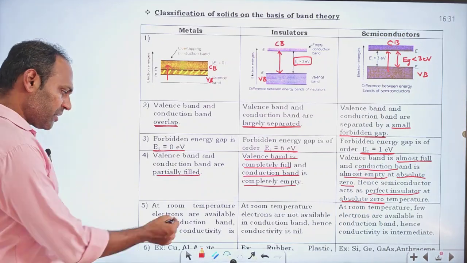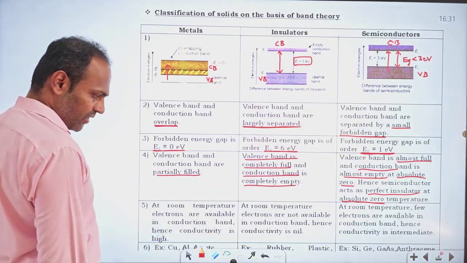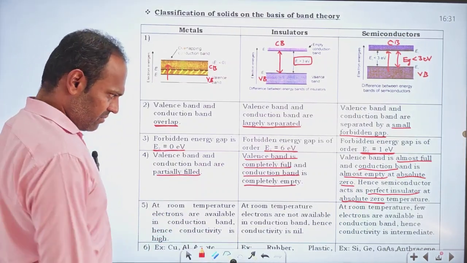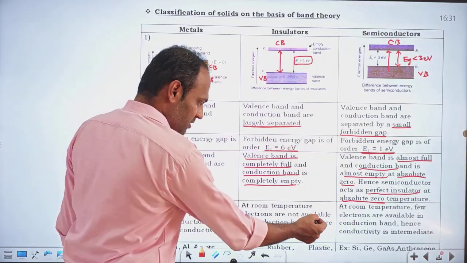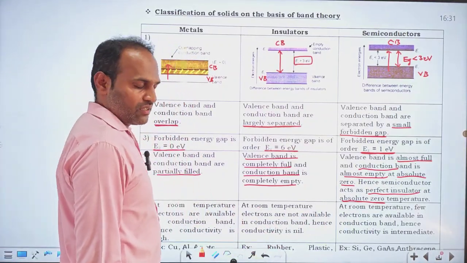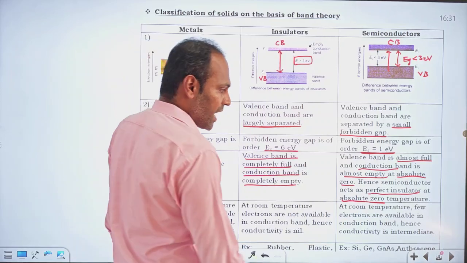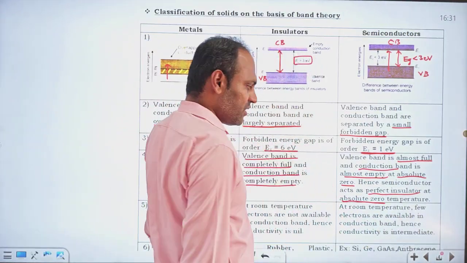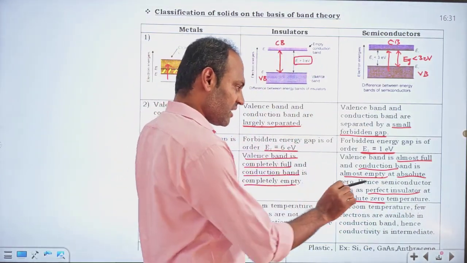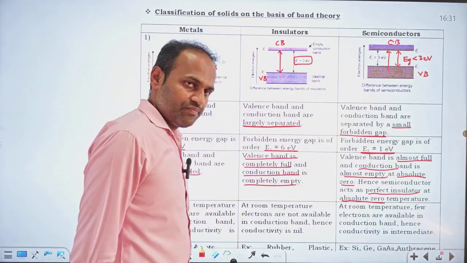Okay. So in metals at room temperature, electrons are available for conduction, so conductivity is high. In insulators at room temperature, no electrons are available for conduction. That's why conductivity is low. In semiconductors at room temperature, few electrons are available. That's why conductivity is intermediate in case of semiconductors, right?